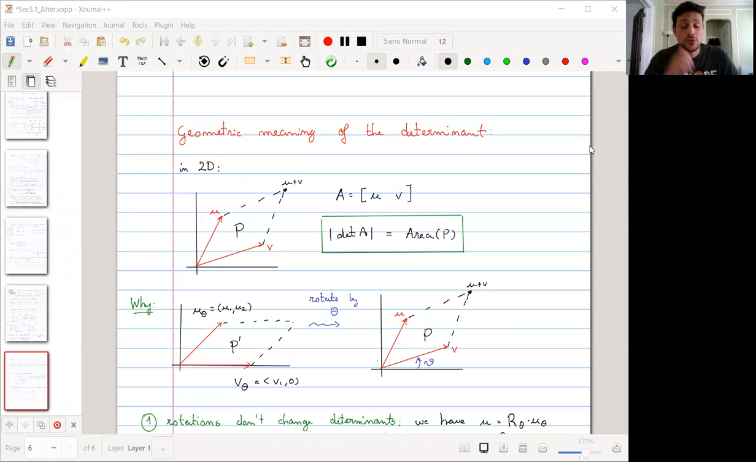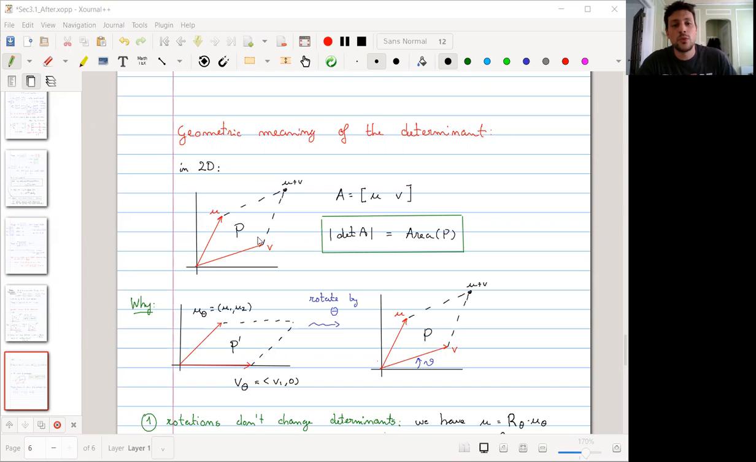Hello, everyone. This short video is about a geometric interpretation of the meaning of the determinant. We'll see an interpretation in 2 dimensions and in 3 dimensions. For the 2 dimensions, look at this setup. Suppose you have 2 vectors in the plane, u and v.